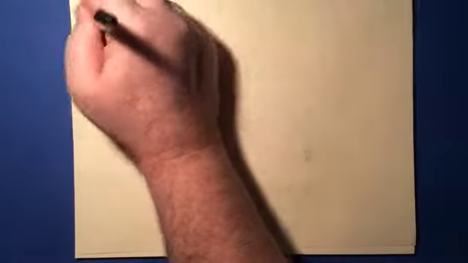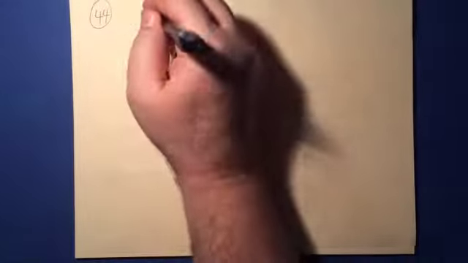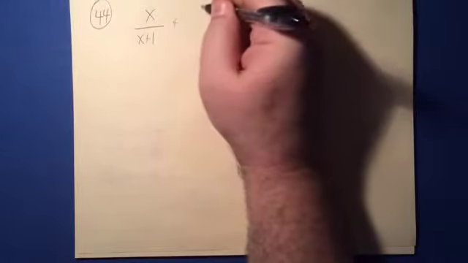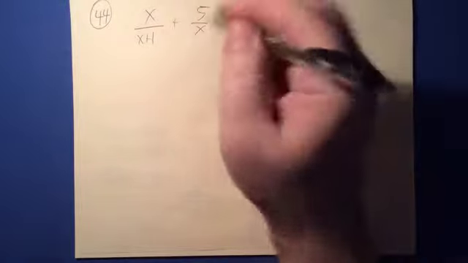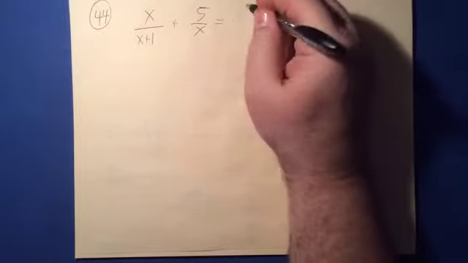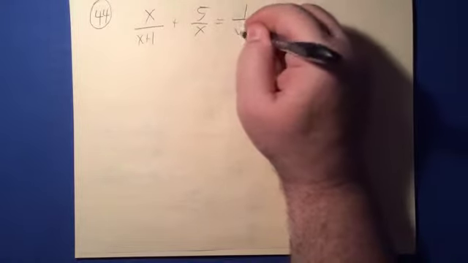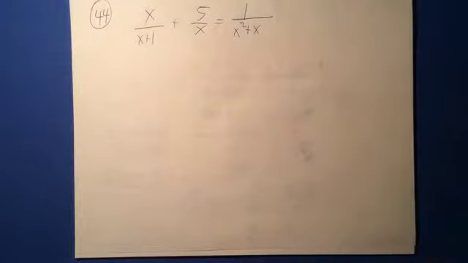We have question 44. This is going to be x over x plus 1 plus 5 over x equals 1 over x squared plus x. So one of the things we may have to do sometimes is a little factoring of some of the denominators here to see what the factors are, so we can more readily identify what our common factors are going to be, or what we're going to have to multiply through.